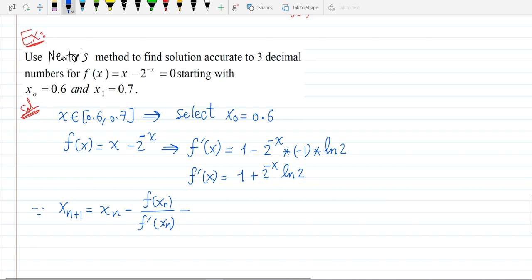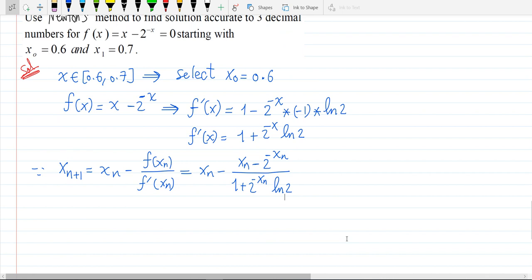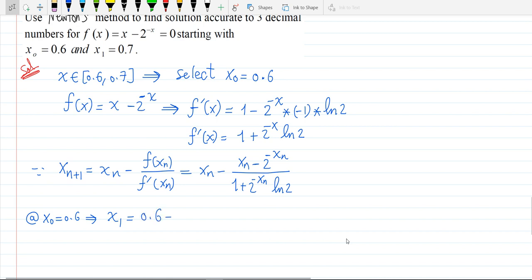So it will be directly xn minus f of xn. I have to replace each x by xn in the given equation. So it will be xn minus 2 power negative xn. And now f dash, which will be 1 plus 2 power negative xn ln 2. So at first I have to start with x naught equals 0.6. So I have to find now x1, and I will replace each x by 0.6. So it will be 0.6 minus 2 power negative 0.6 over 1 plus 2 power negative 0.6 ln 2.